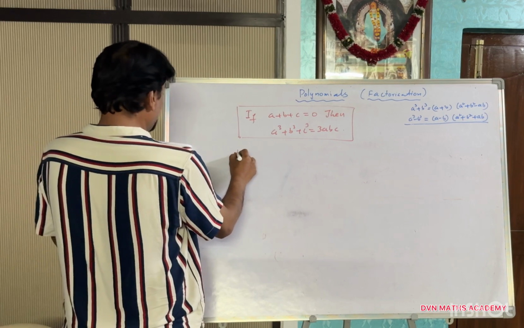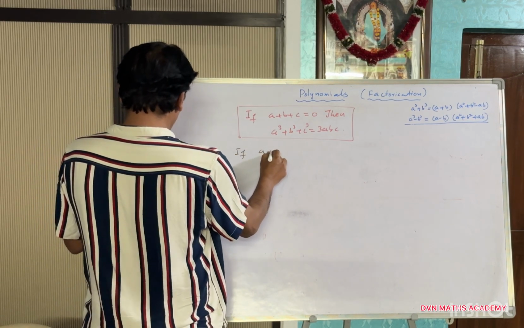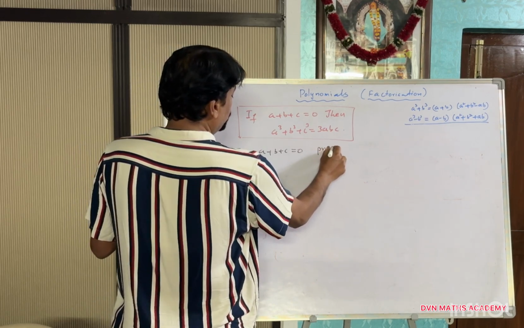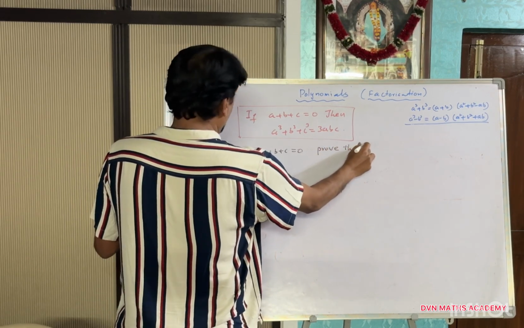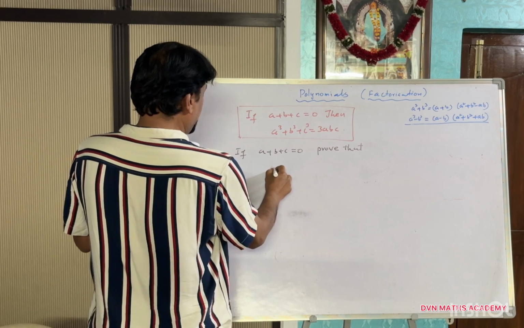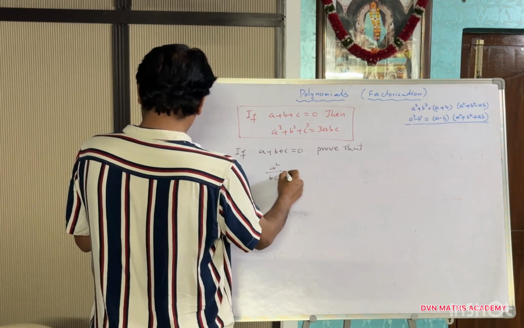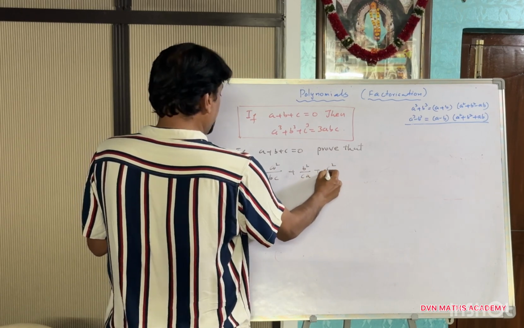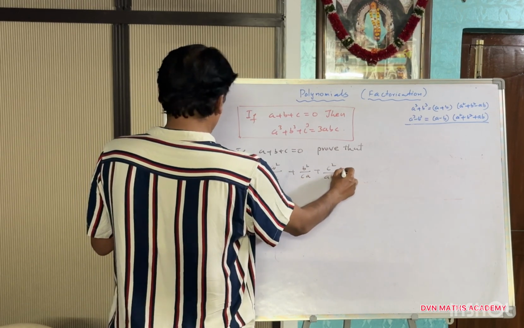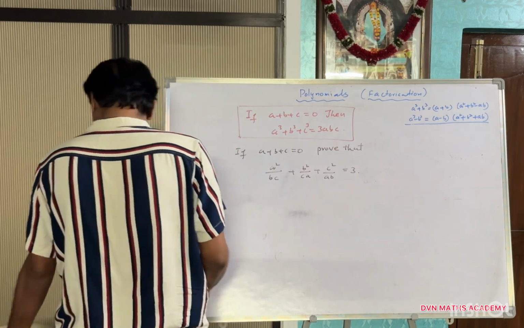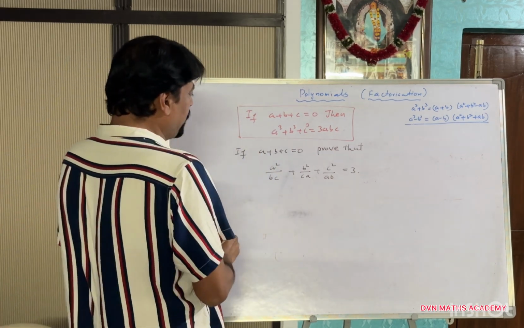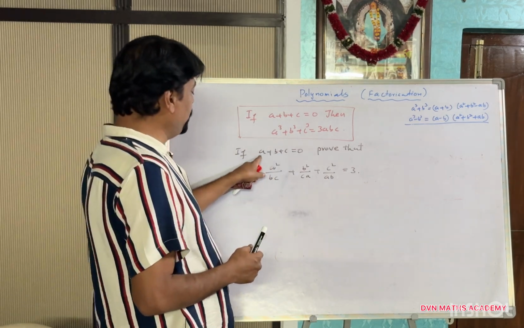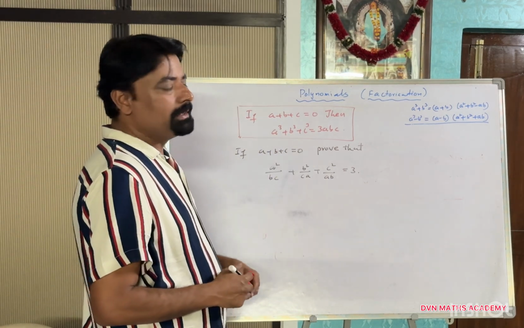Here my question is, if a plus b plus c is equal to 0, prove that a square by bc plus b square by ca plus c square by ab is equal to 2. When we see this question, you feel it is very complicated, but if you concentrate on the given condition, that is, given that a plus b plus c is equal to 0.